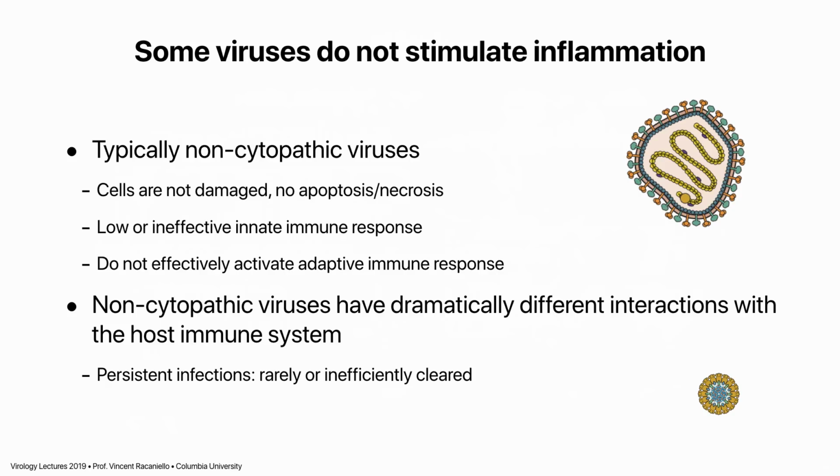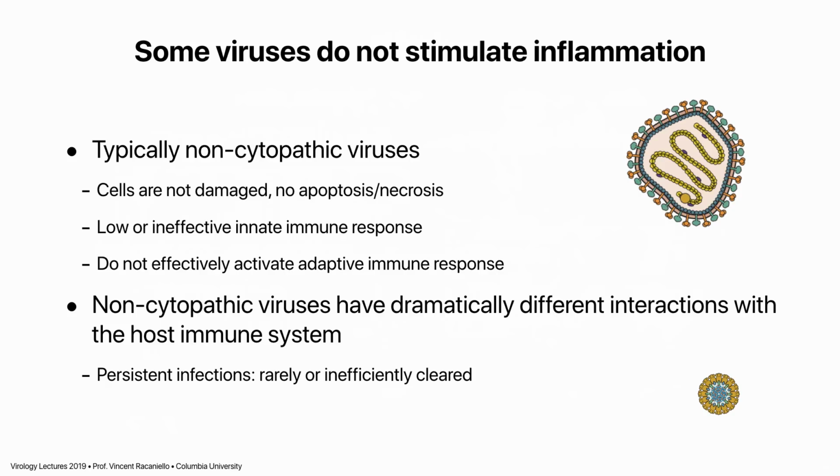And so there's very little cytokine production, and there's very little linkage of the innate and the adaptive responses. And so these viruses interact very differently with our immune system than the cytopathic ones. They typically cause persistent infections that last a long time, sometimes your lifetime, because we can't clear them. We can't recognize them and we can't clear them.